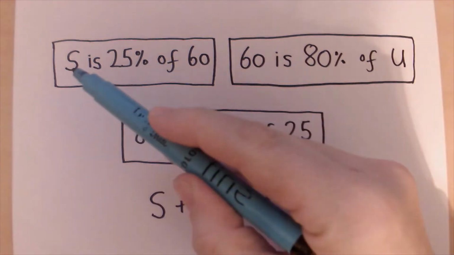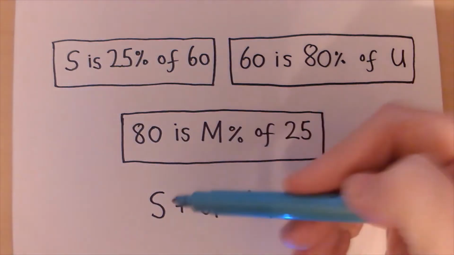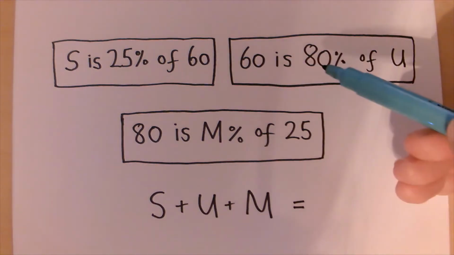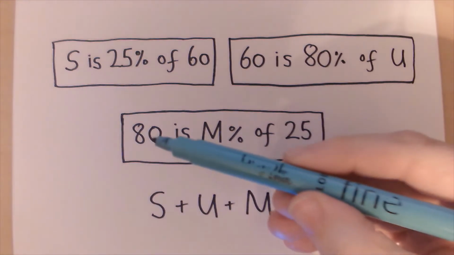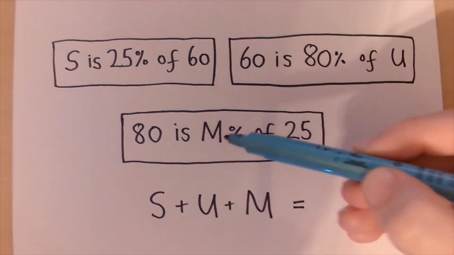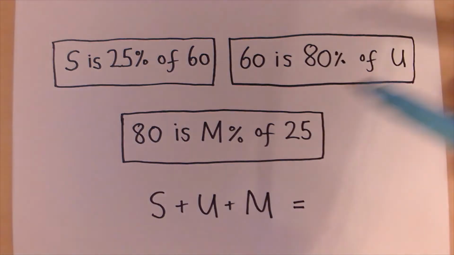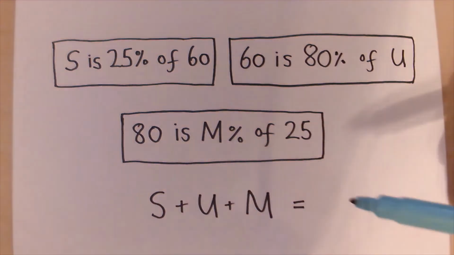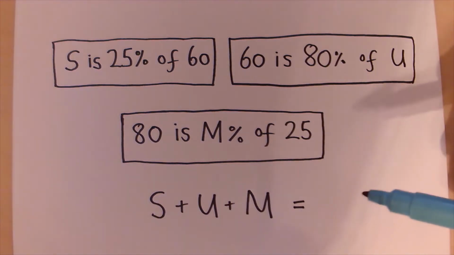It says S, something, is 25% of 60. 60 is 80% of something. And the last one's tricky. 80 is something percent of 25. So you've got to try and work out what is S, what is U, and what is M. And then do S plus U plus M, and you can give me an answer. So press pause and see if you can have a go.